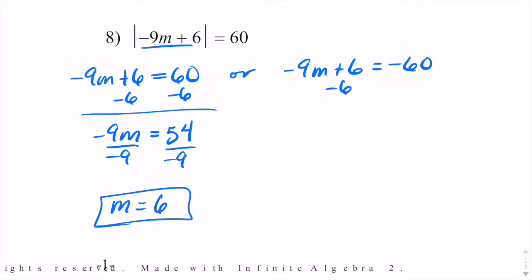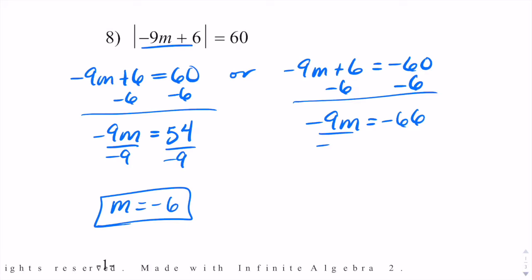We subtract 6 from both sides, and negative 9m is equal to negative 66. We divide by negative, oh, hold on. Let me go back to the previous answer. The previous answer should be negative 6. I'm sorry. Positive 54 divided by negative 9 is negative 6. I'm sorry about that.